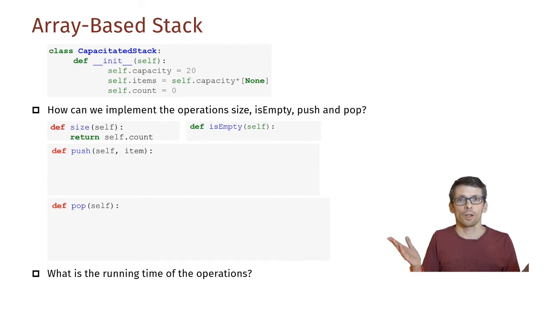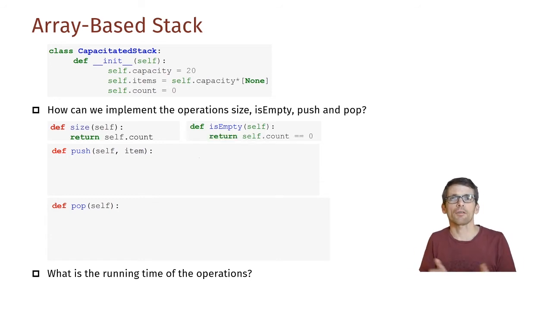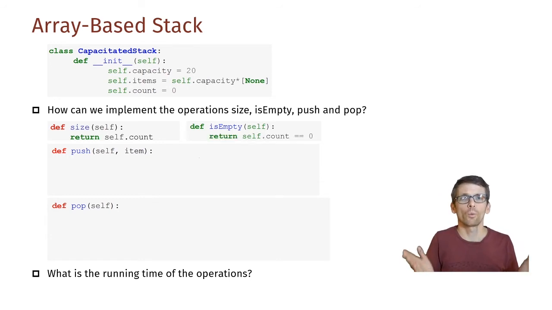If I want to know how many elements I'm currently storing, I stored that information, that's count. So I'm simply going to return the current count. Similarly, if I want to see whether the stack is empty, I can simply check whether count is 0. Now push and pop will be more interesting.